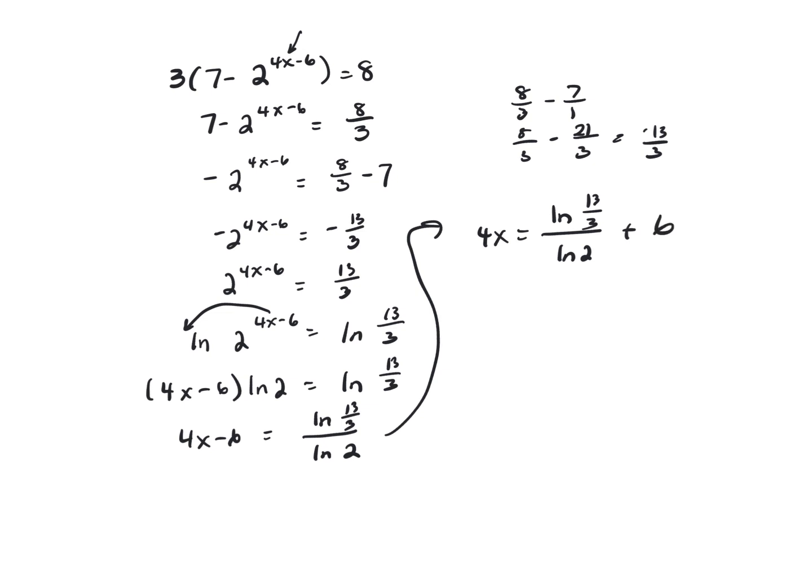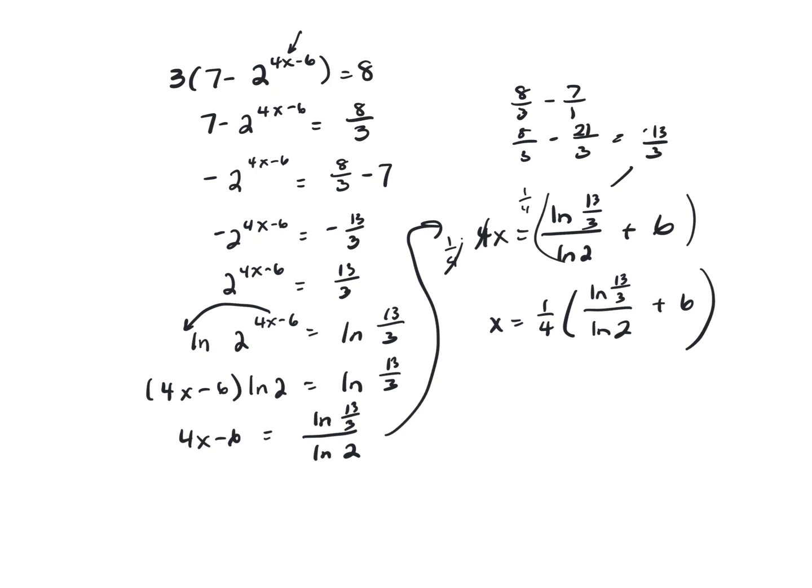And I know you may be wondering why I'm not using my calculator, but I don't want to use a rounded number in a calculation, so I'm just leaving everything as it is, and then it just turns into a calculator problem in a minute. Let's divide both sides by 4. Dividing both sides by 4 is the same thing as multiplying by 1/4. So those 4's cancel, and I'm left with x equal 1/4 times ln of 13/3 over ln of 2 plus 6.